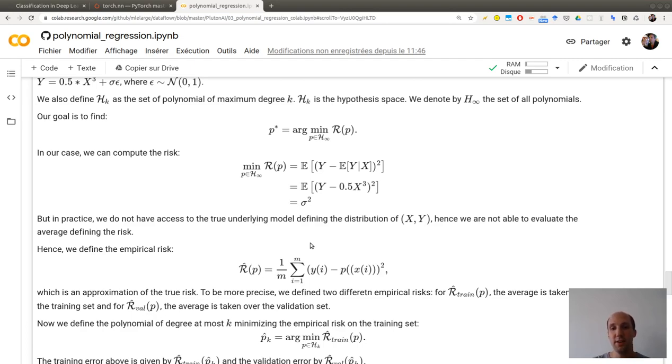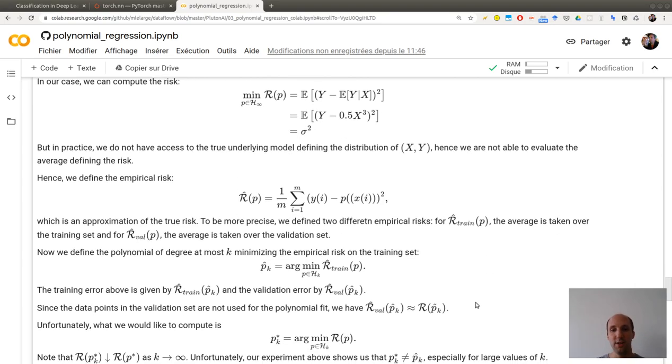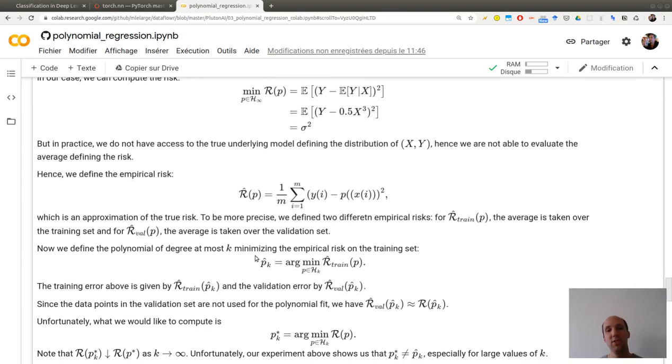So now, instead of trying to find the polynomial minimizing the risk, we want to find the polynomial minimizing this empirical risk on the training set. So just using the points in the training set. This is denoted by P̂_k, which is the minimizer of my empirical risk on the training set among all polynomials of degree at most k.